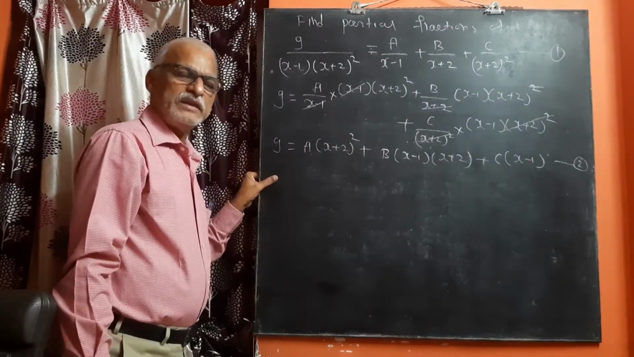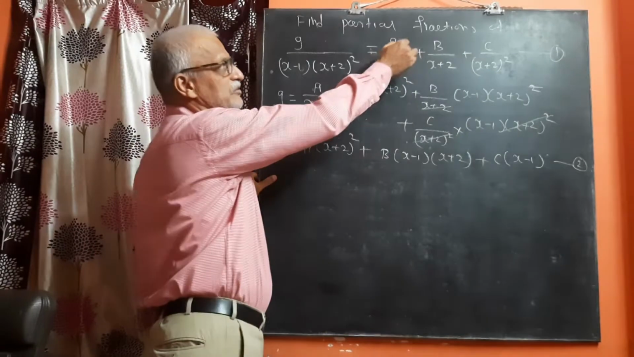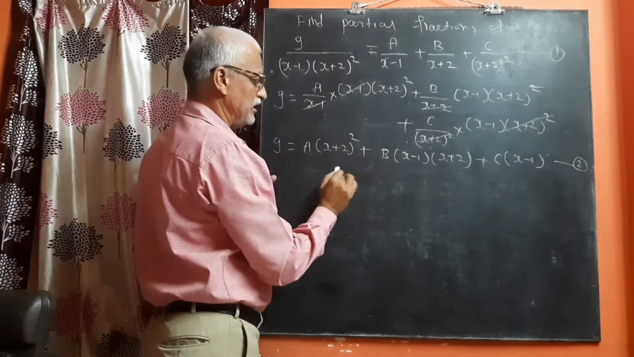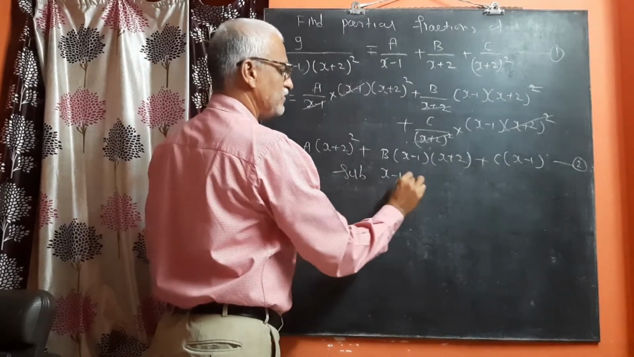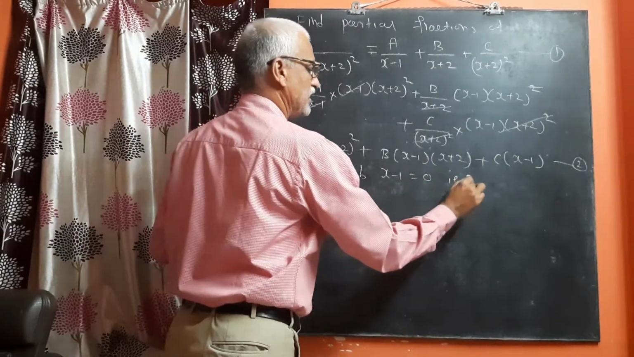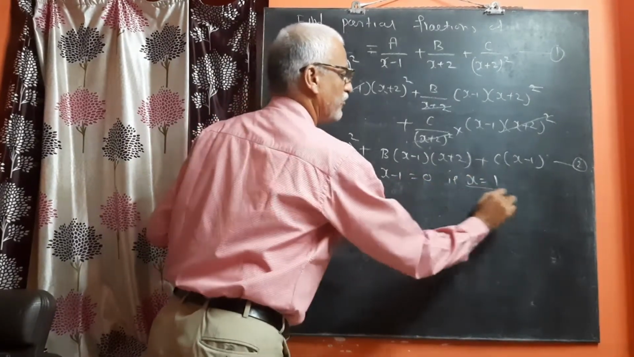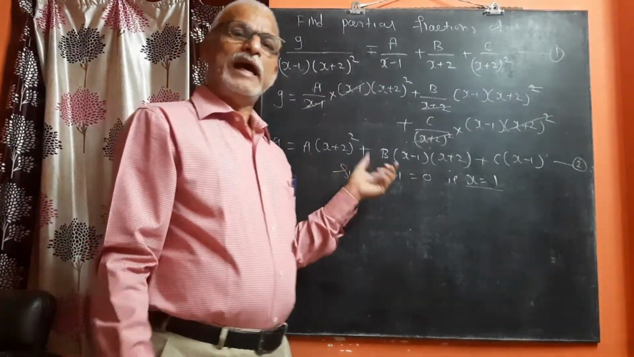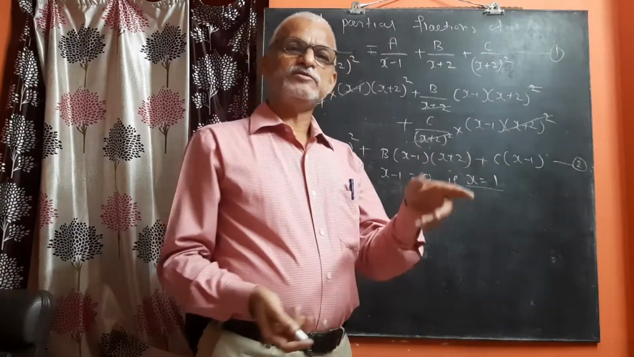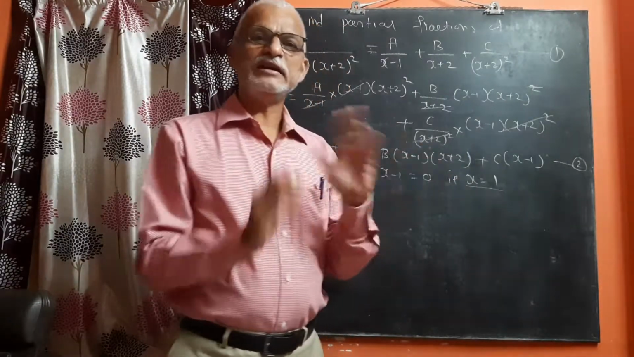What is the substitution method? First we have to substitute the denominator of a equals 0. That means our first substitution is x minus 1 equals 0, that means x equals 1. You have to substitute x equals 1, and directly you can substitute the value of x minus 1 as 0 in any term that contains x minus 1.